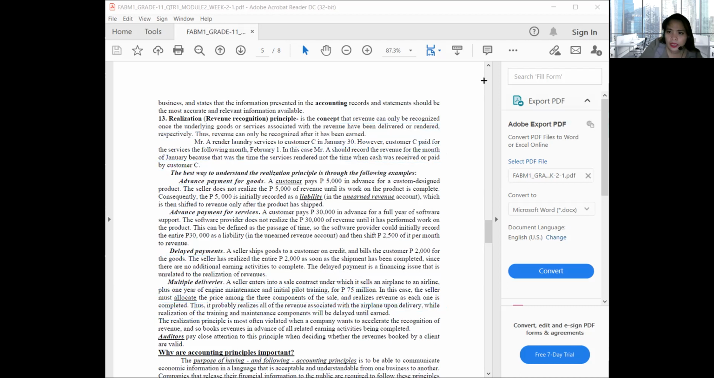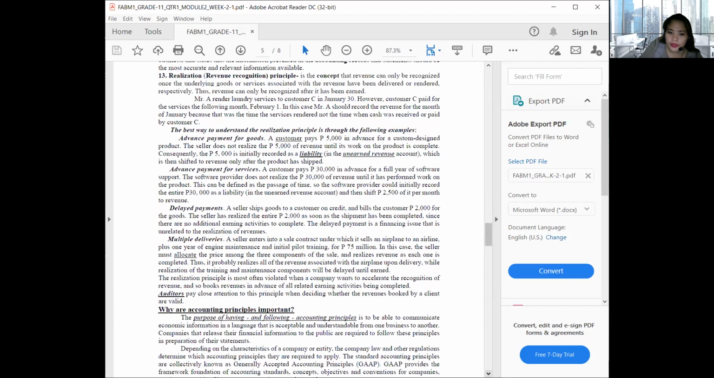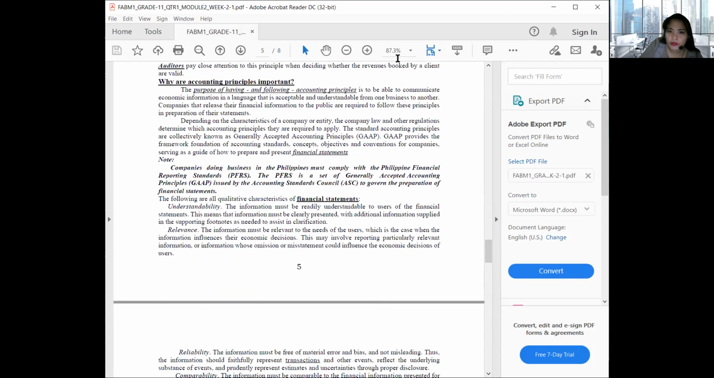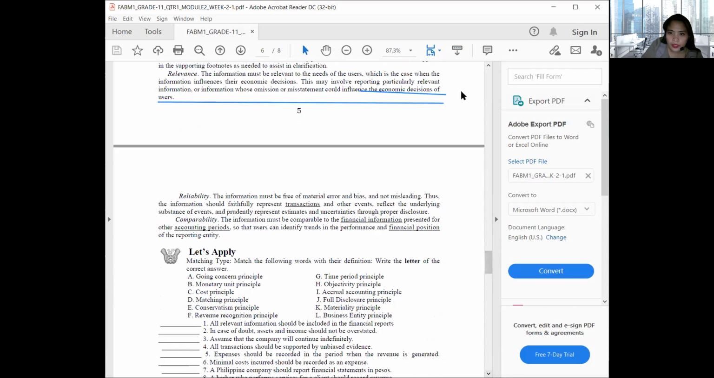So what nga ba importante? Okay, why are we studying? Why are accounting principles important? Okay? The purpose of having and following accounting principles, kasi guide siya. It's actually a guide, right? It is to be able to communicate economic information in a language that is acceptable and understandable from one business to another. So ito yung pinaka-guide, di ba? Guidelines sa accounting, okay? And yan, depending on the characteristic of a company or entity, the company law and other regulation determine which accounting principles are they required to apply. Pero ang standard talagang ginagamit is yung GAAP or the Generally Accepted Accounting Principles.